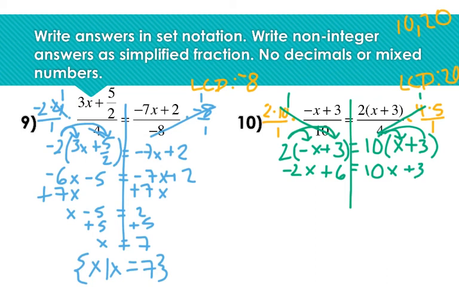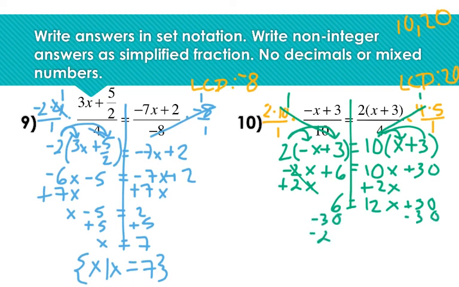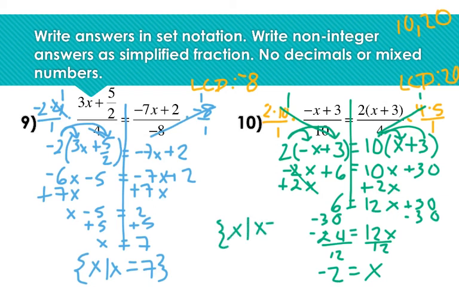So let's add 2 x's to both sides to get x's to the same side of our equation, which leaves us with 6 equals 12x's plus 30. Now we're going to subtract 30 from both sides, which gives us negative 24 equals 12x's divided by 12. And we have x is equal to negative 2. So in set notation, we say x such that x equals negative 2.